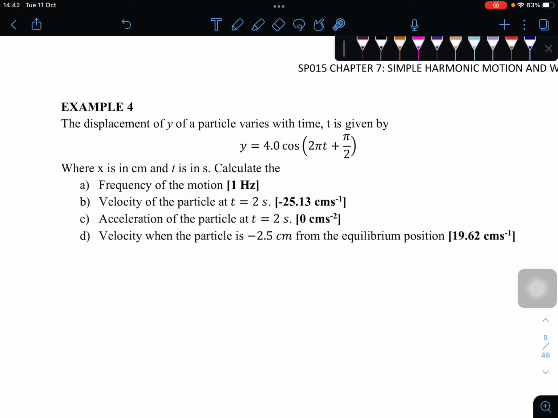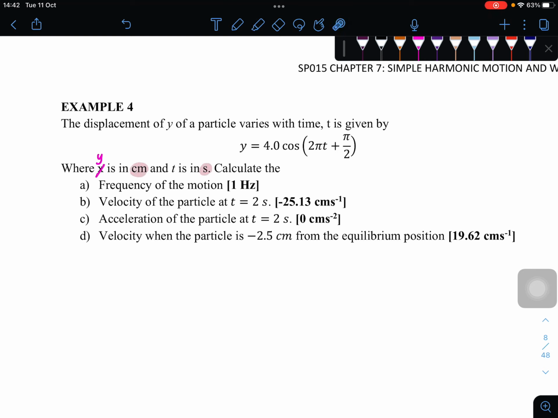Okay, next one, let's look at example 4. The displacement y of a particle varies with time as given by the equation here, where x, okay, again this one shouldn't be x, this should be y. In this chapter kita gunakan displacement tu, dia punya simbol adalah y, not x. Where y is in cm and t is in seconds. So kita gunakan unit cm and second.